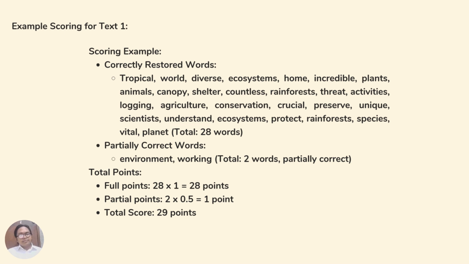If we have partially correct words, like in this example, we have environment and working. So there are two partially correct words. The full points times one is 28, and partial points is two times 0.5, which is 1 point. So the total score is 29 points.